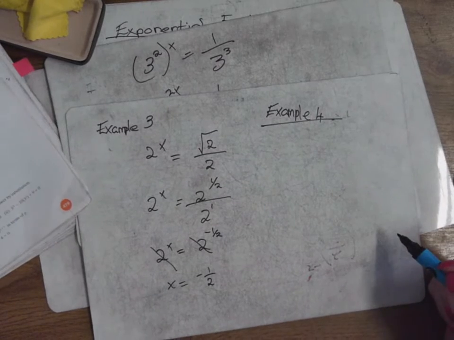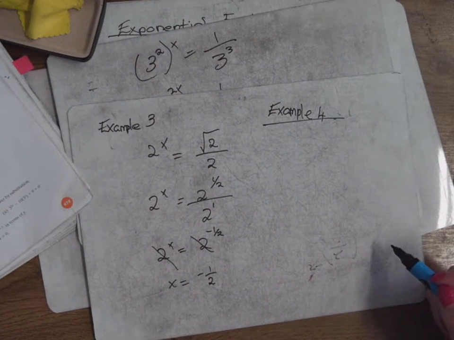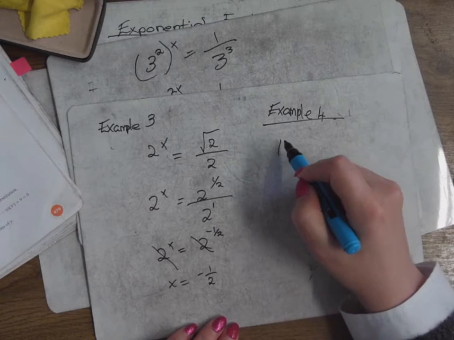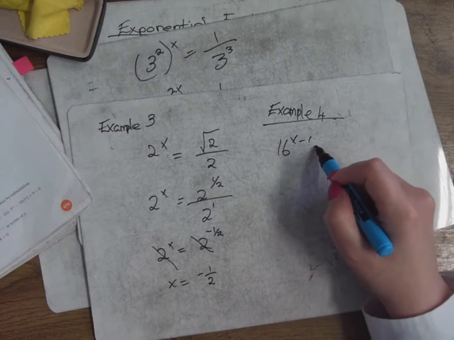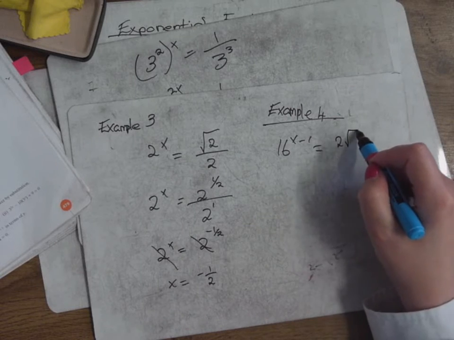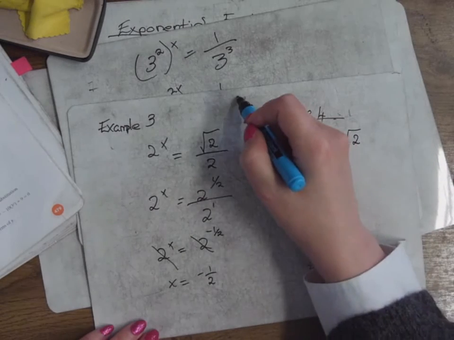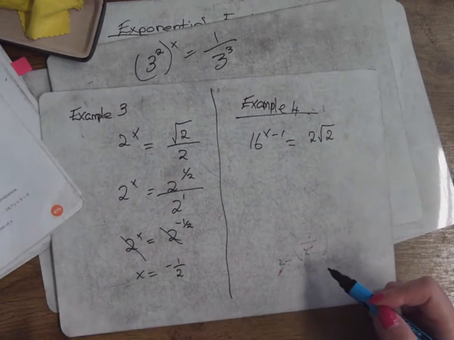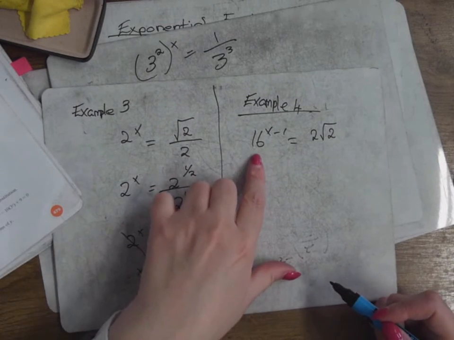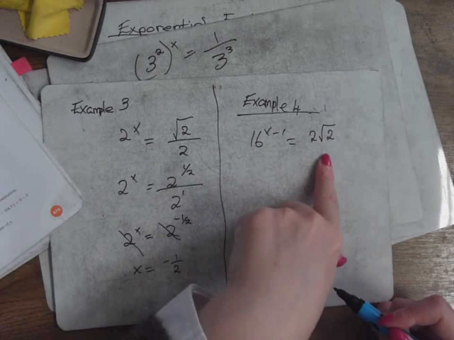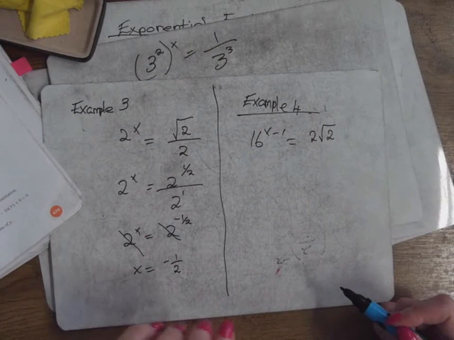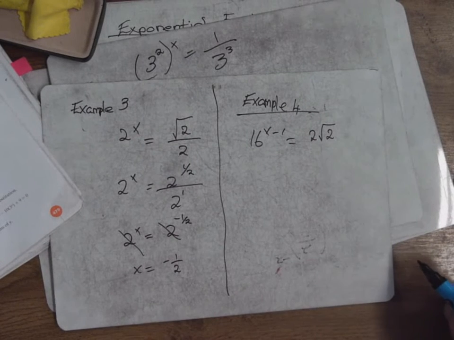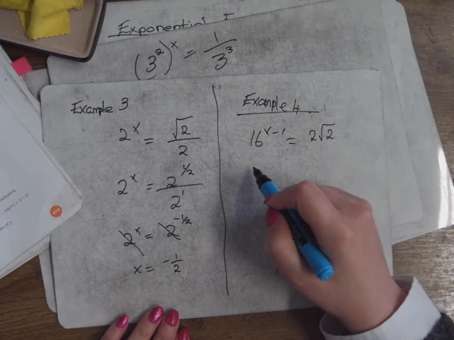Okay, I should have left more room for example 4. 16 to the power of x minus 1 equals 2 root 32. Okay. Right, okay, so 16, I'm definitely not writing that over here as a power of 16. So what will I write everything as a power of? 2. So 16 as a power of 2, what would that be? 2 by 2 by 2 by 2, so it's 2 to the power of 4.